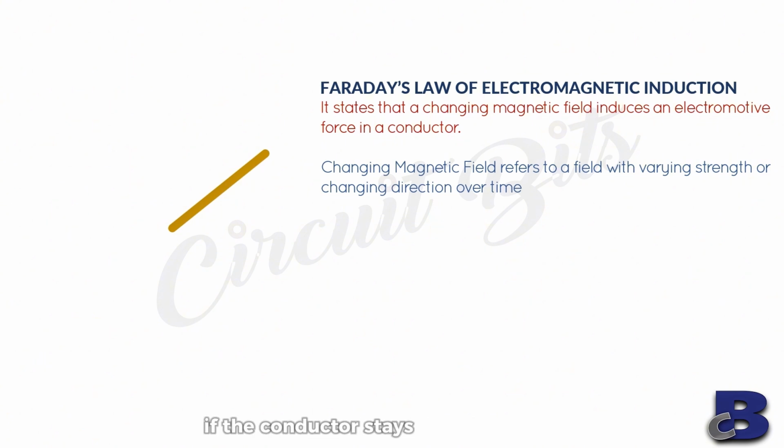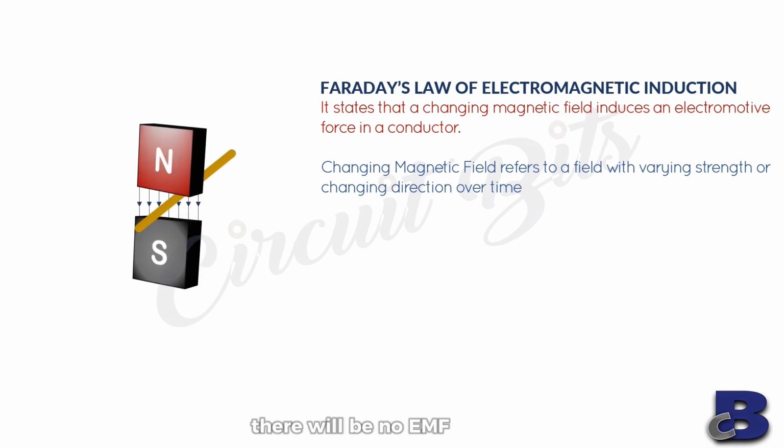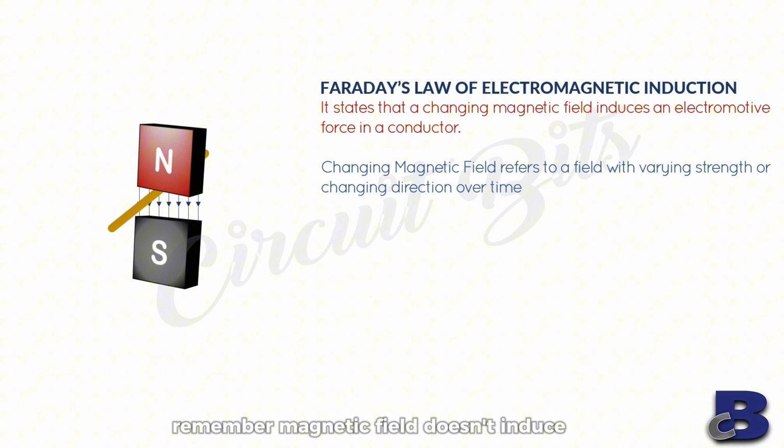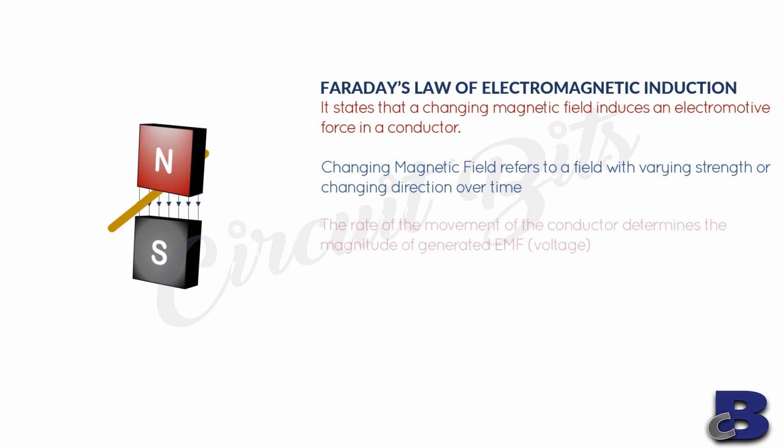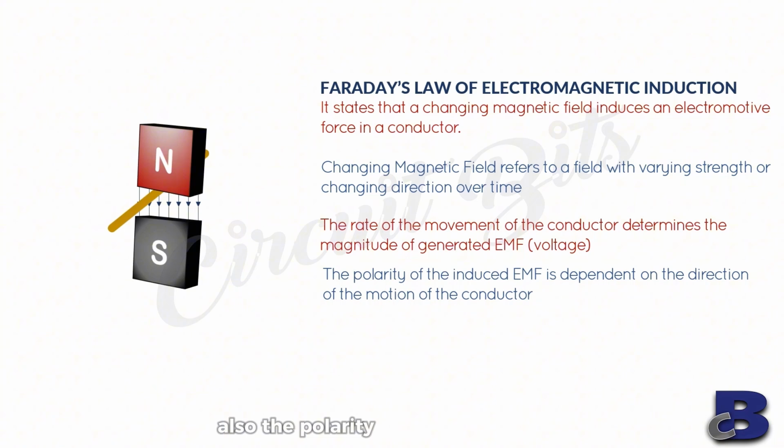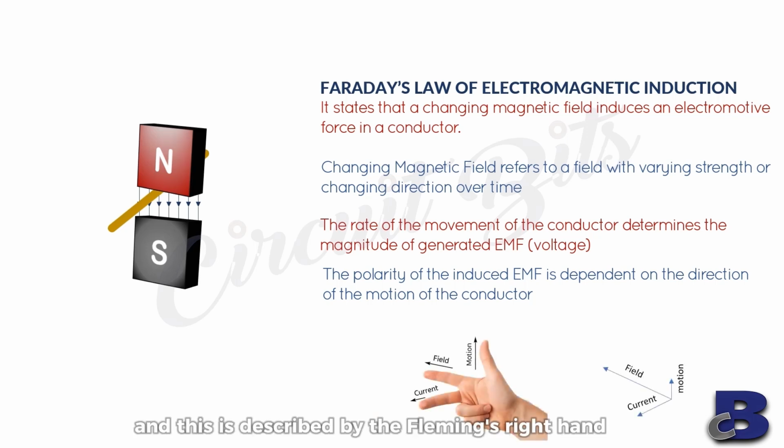If the conductor stays close to the field or even sits in the field, there will be no EMF induced. Remember, a magnetic field doesn't induce EMF, but a changing magnetic field does. Secondly, the rate of the movement of the conductor determines the magnitude of the voltage generated. Also, the polarity of the EMF induced is dependent on the direction of the motion of the conductor, and this is described by Fleming's right-hand rule.